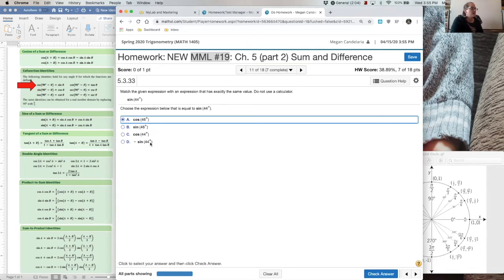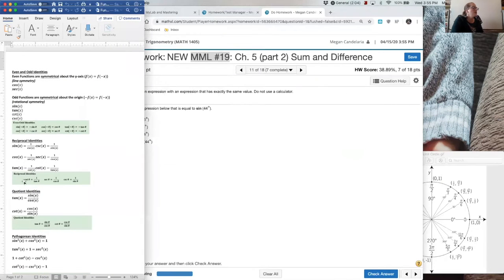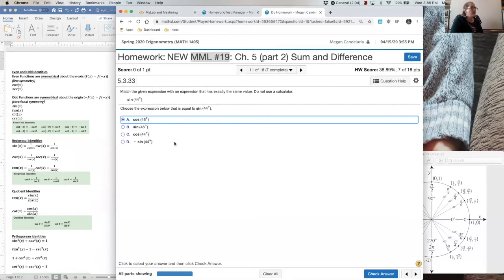How about negative sine of 44 degrees? That almost looks like we're trying to do something with our even and odd functions. Those were the identities that we used last time. So if we pull up this identity sheet, notice that sine is an odd function. Odd functions have the property that negative sine of x equals sine of negative x. So negative sine of 44, I would expect to be equal to sine of negative 44, not just sine of 44. So it sure seems like cosine of 46 is our best answer here.